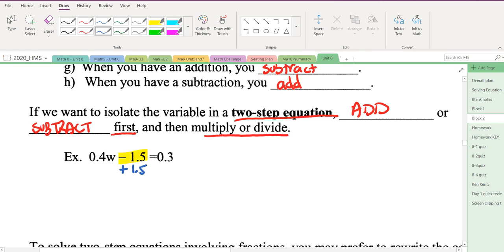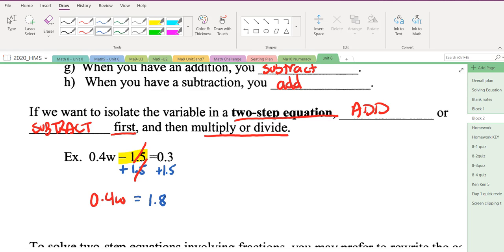So we add 1.5, because negative 1.5 plus 1.5 cancels out, that's equal to 0. And we're left with 0.4w. But whatever we do to one side, it's just like the puzzle we just did, everything needs to be balanced. We have to do it to the other side. We have to add 1.5 to this side. So you go 0.3 plus 1.5 is 1.8.